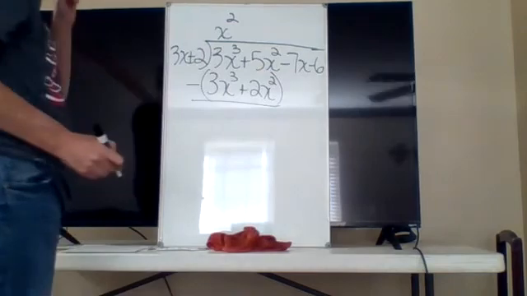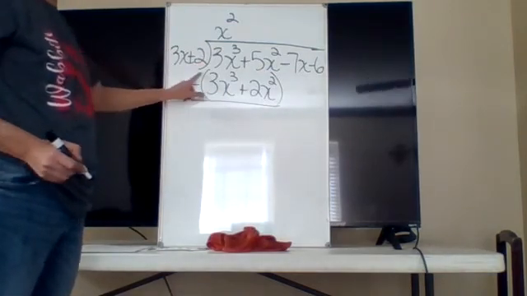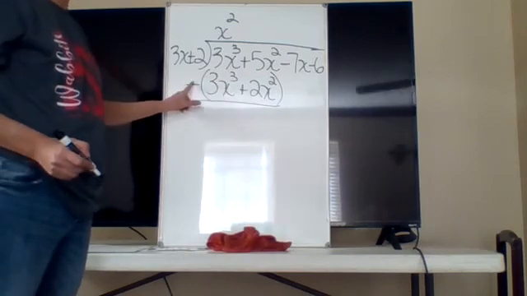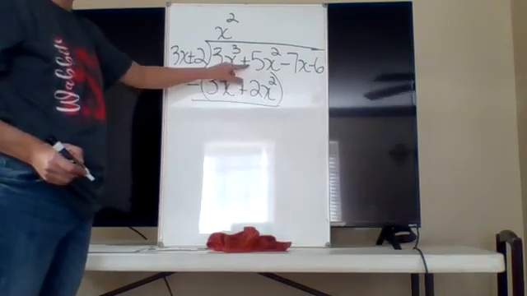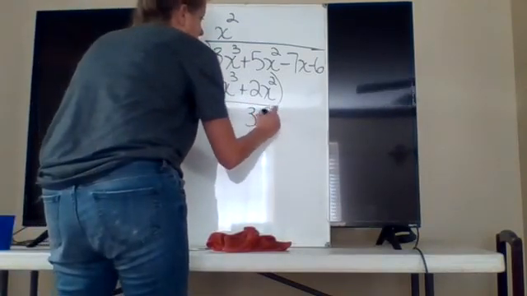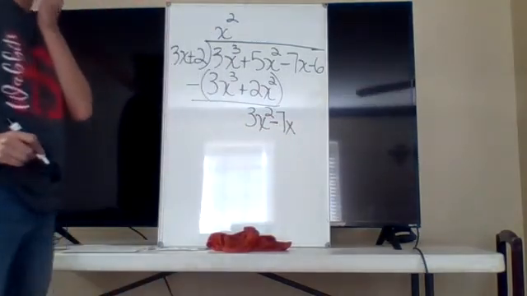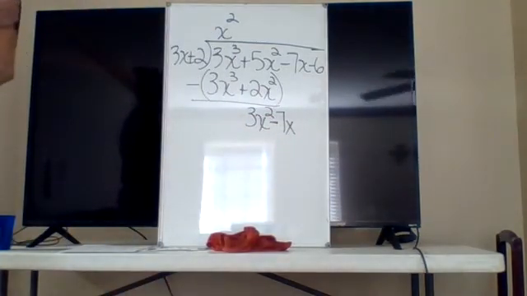And then I'll subtract. And let's see what is left. My 3x to the thirds cancel. If I distribute this minus right here, that says 5 minus 2, which gives me positive 3x squared. Drop down your next term, which is the negative 7x. Let's keep going.